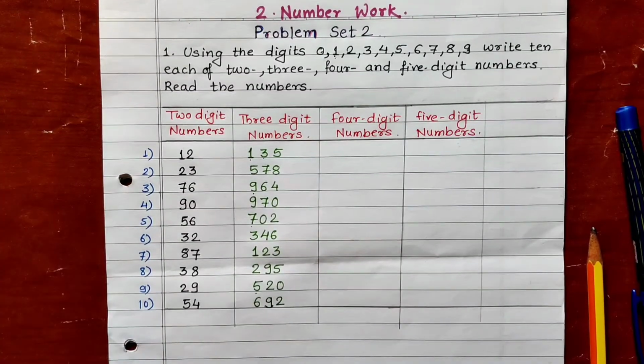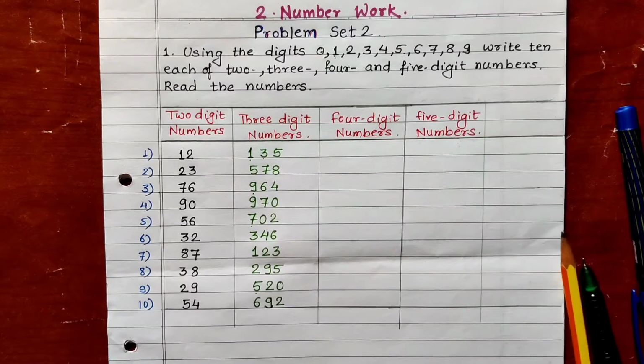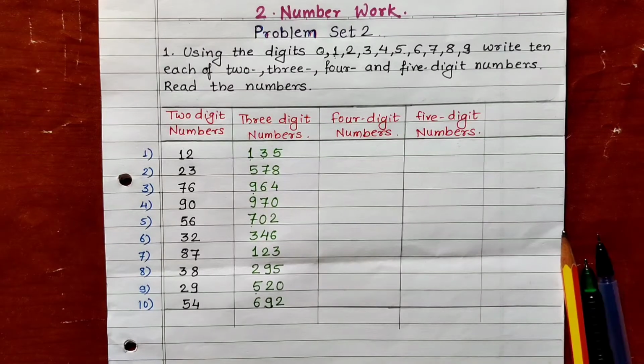So in this way you have to read and write. First write it down and then read the numbers simultaneously. Very carefully you will have to write it.